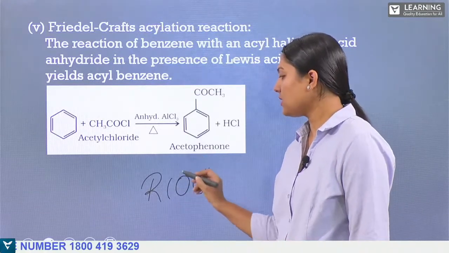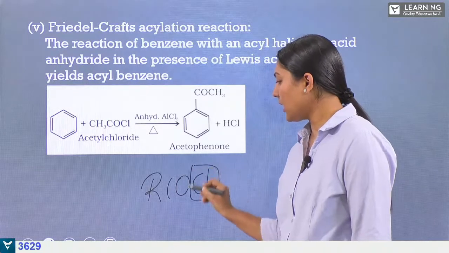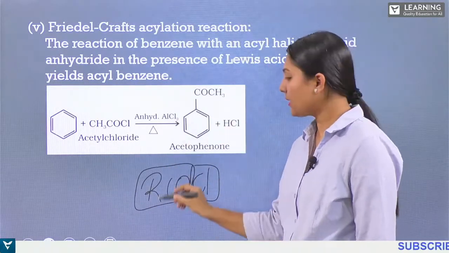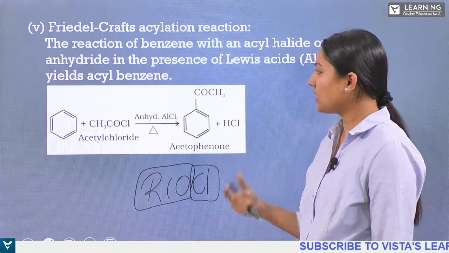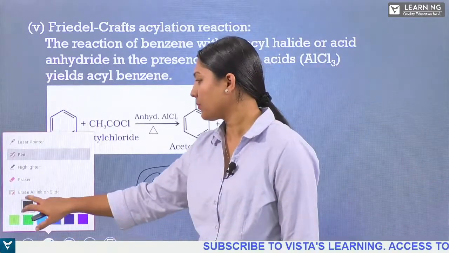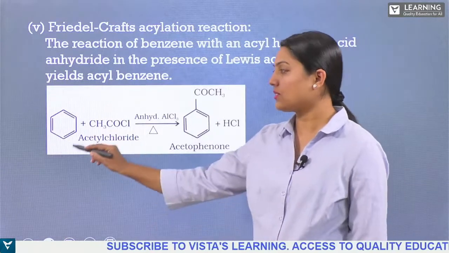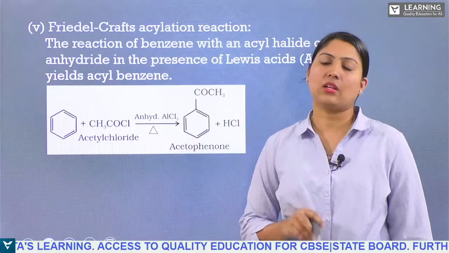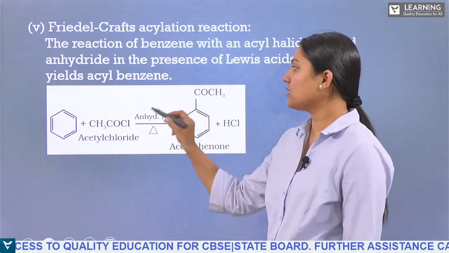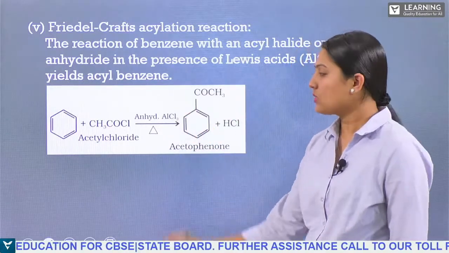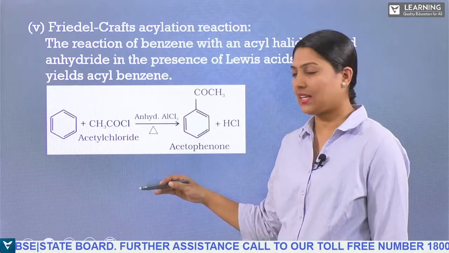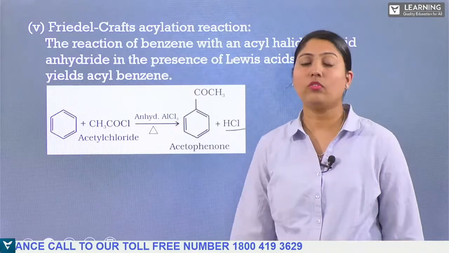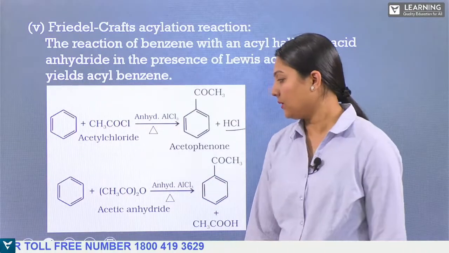So here what happens? If you remove this chlorine, this group is attached to the carbon atom as COCH3. So R is CH3 here. Then we call it acyl benzene. So this is how we get benzene reacting with acetyl chloride in presence of anhydrous aluminum chloride. Why? Because it is a Lewis acid. That mechanism we'll study in the next session. So we'll get acetophenone with removal of hydrogen chloride.